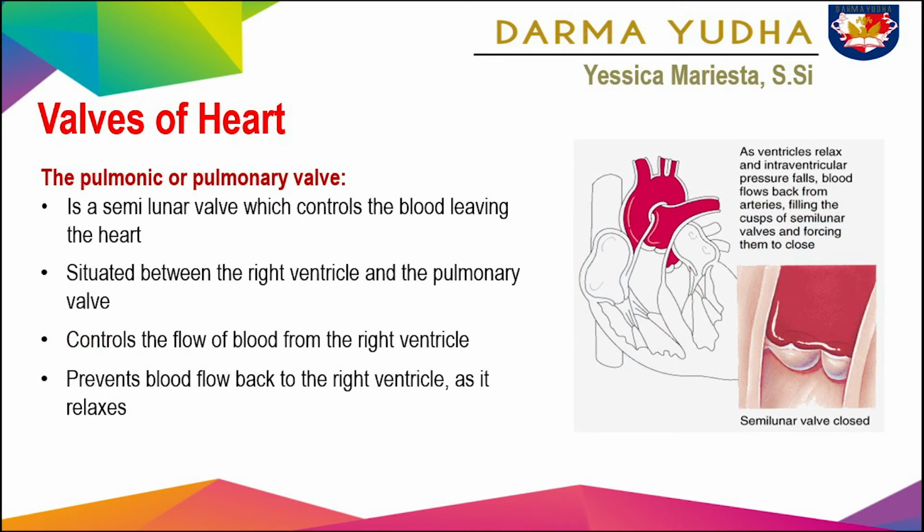The pulmonic or pulmonary valve is a semilunar valve. It controls the blood leaving the heart. It's situated between the right ventricle and the pulmonary artery. It controls the flow of blood from the right ventricle, and it also prevents the blood from flowing back to the right ventricle as it relaxes.